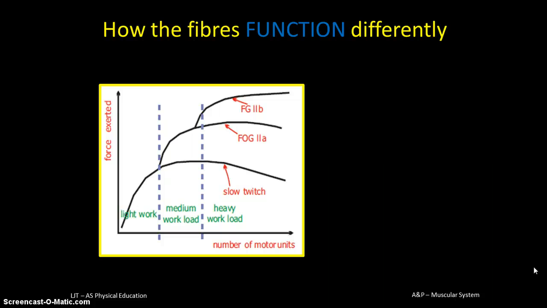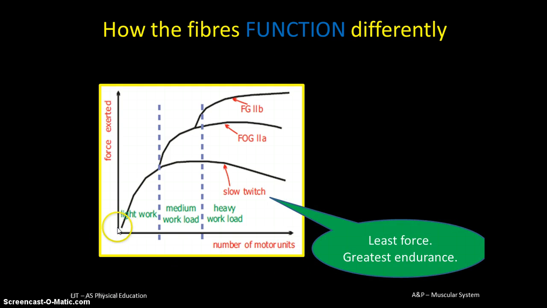So they have different jobs and they work in different ways and they are built slightly differently. So we're looking in this graph at the number of motor units that are recruited, that are called upon to work during light, medium or heavy workloads, and we're also looking at the amount of force that these motor units can generate, so how powerful the contractions are.